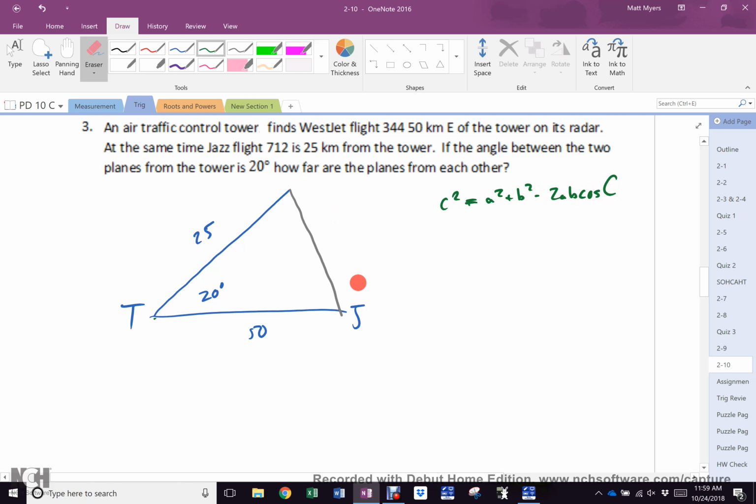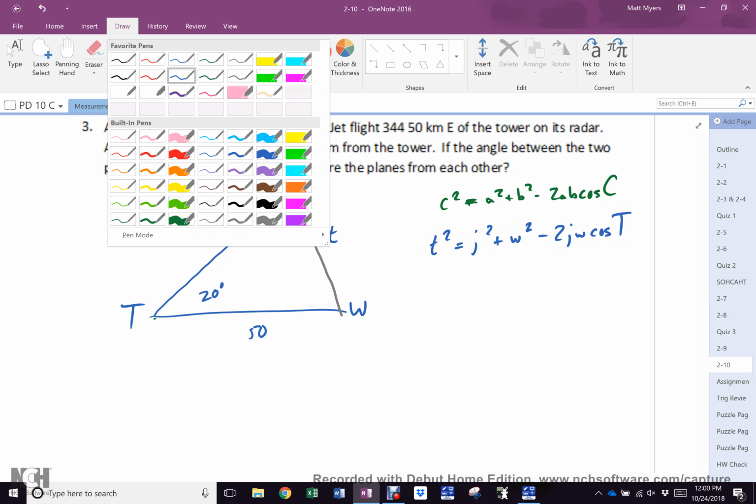Okay, you're right. They should have been. Do I have ABC here? No, what do I have? Lil t. I want lil t, yes? Which means what does this become? Lil t squared equals lil j squared plus lil w squared minus 2jw cos big T. Now, can we fill it in?